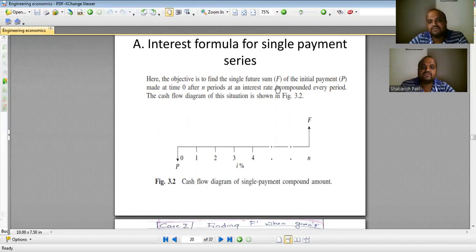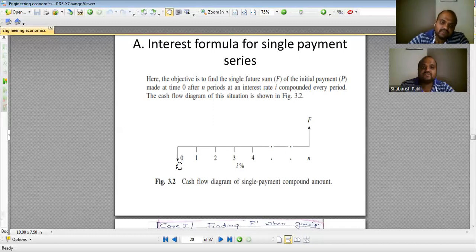Here the objective is to find a single future sum F of the initial payment P made at time 0, after n periods at an interest rate of I compounded every period. The cash flow diagram is shown here. Along the x-axis we have time, that is n periods.